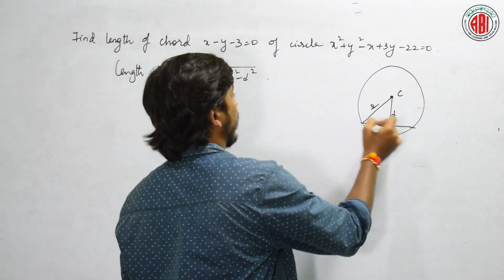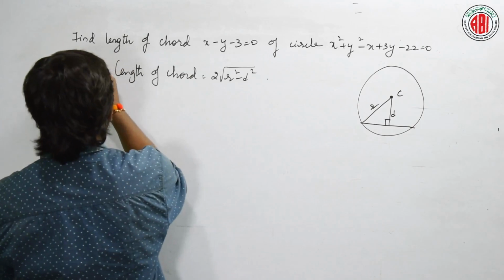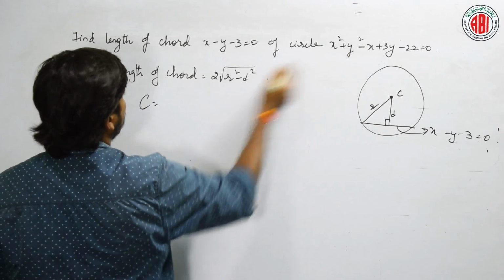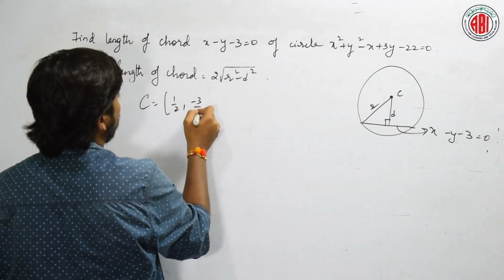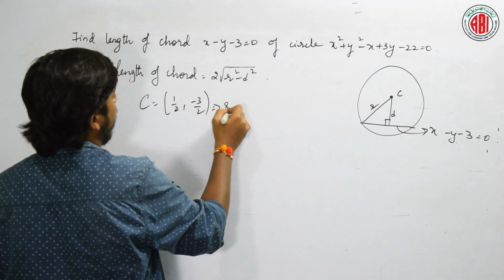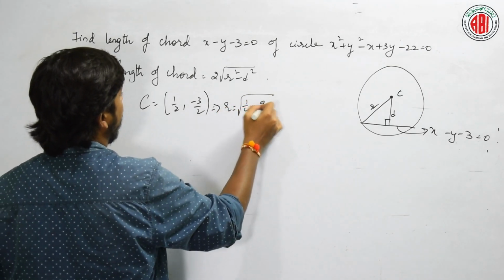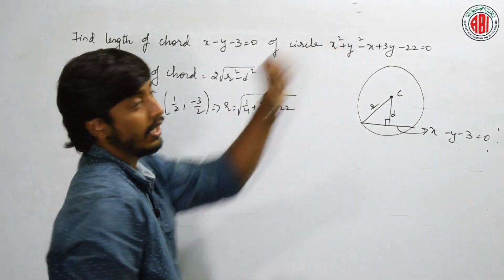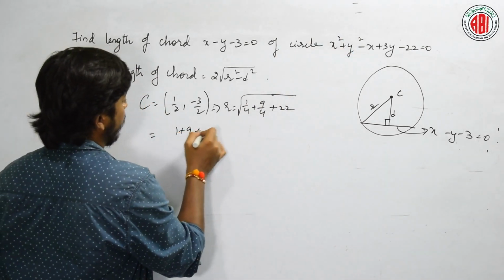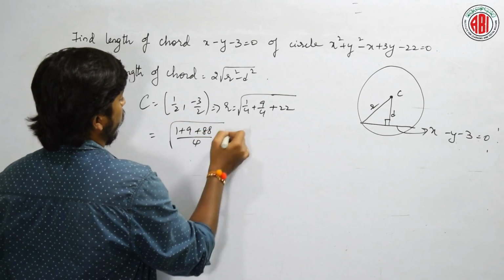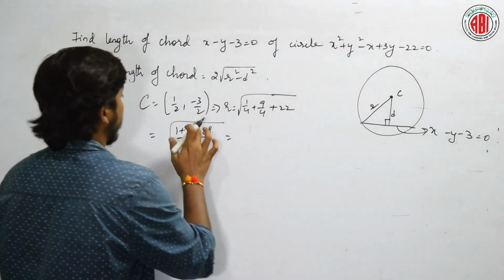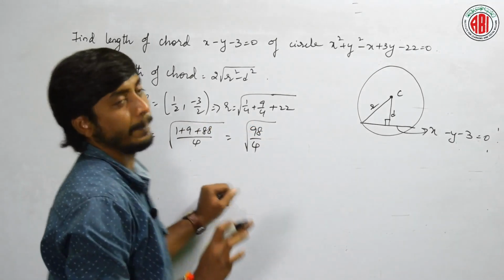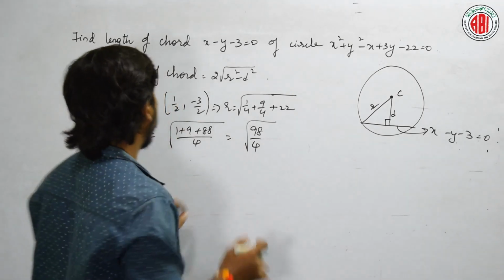Yes. So, let us write the center and radius. For the given equation, the center is 1 by 2 comma minus 3 by 2, right. What is the radius then? Under root 1 by 4 plus 9 by 4 plus 22, isn't it? So, I can write it as 1 plus 9 plus 88 by 4. Yes, this is nothing but 98 by 4, under root. Clear? This is the radius.